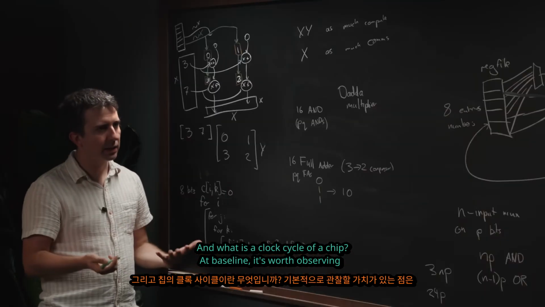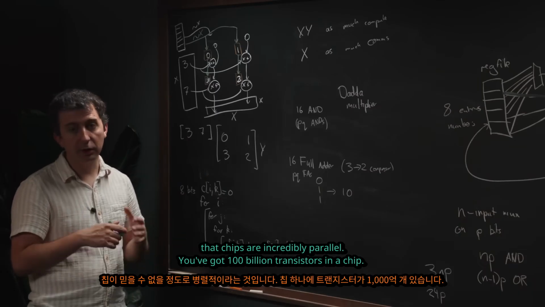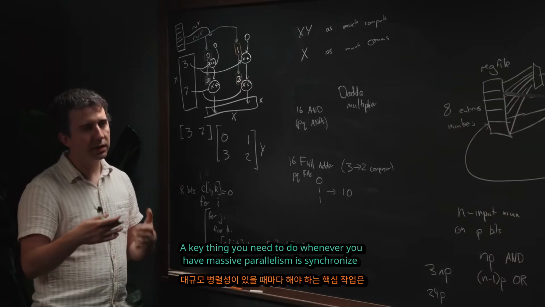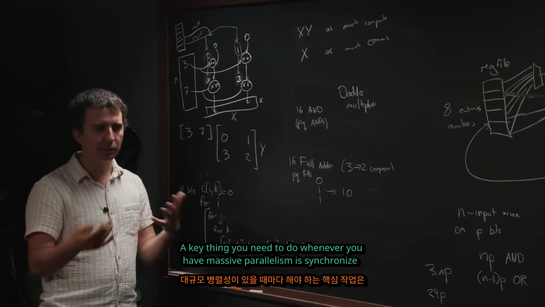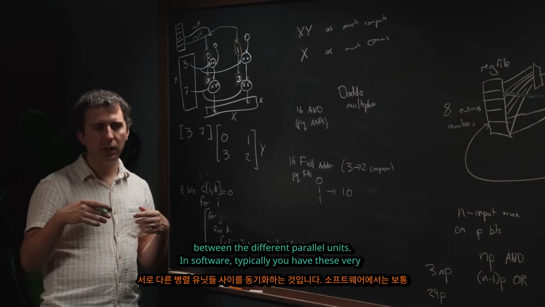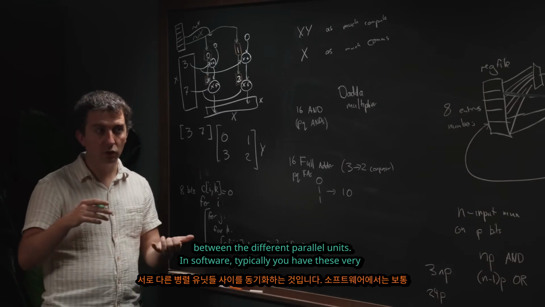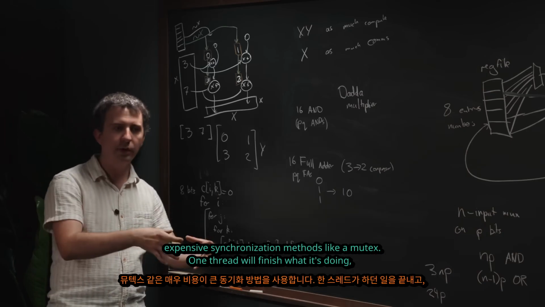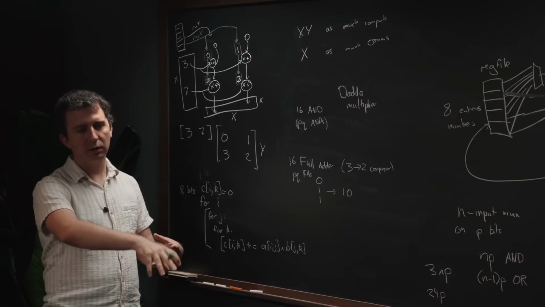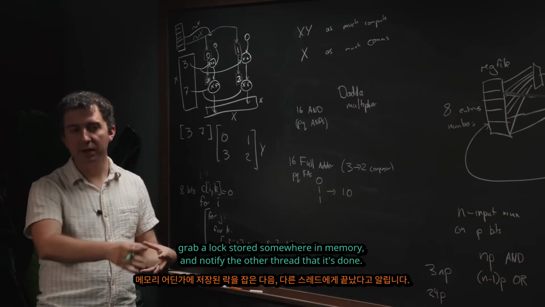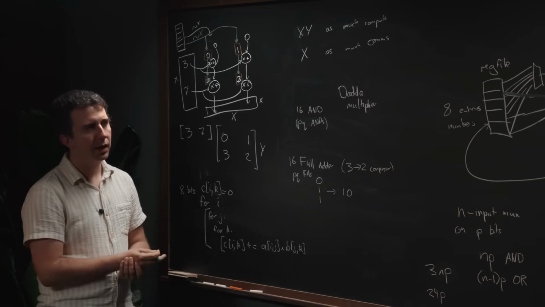So I guess at baseline, it's worth observing that chips are incredibly parallel, right? You've got 100 billion transistors in a chip. A key thing you need to do whenever you have massive parallelism is synchronize between the different parallel units. In software, typically you have these very expensive synchronization methods like a mutex. One thread will finish what it's doing, grab a lock somewhere stored in memory, and then notify the other thread that it's done.